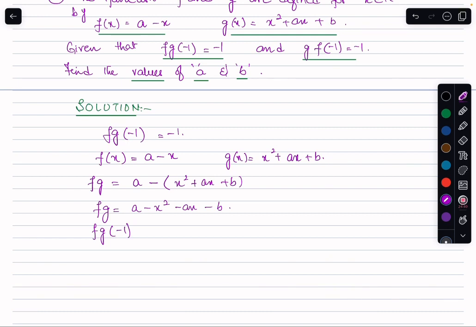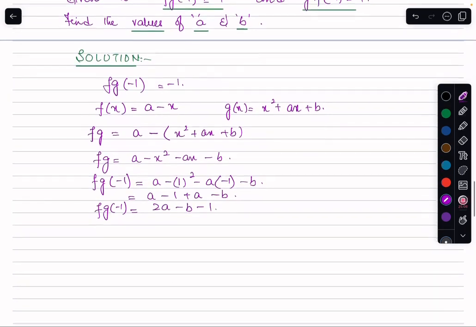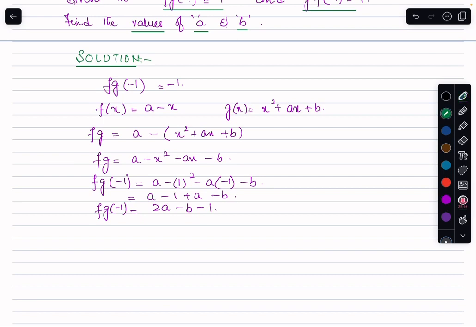So for f of g of minus 1, substituting x as minus 1, I will say this is a minus (minus 1) the whole squared minus a times minus 1 minus b, or I can say this is a minus 1 plus a minus b, or I can say that f of g of minus 1 is equal to 2a minus b minus 1.